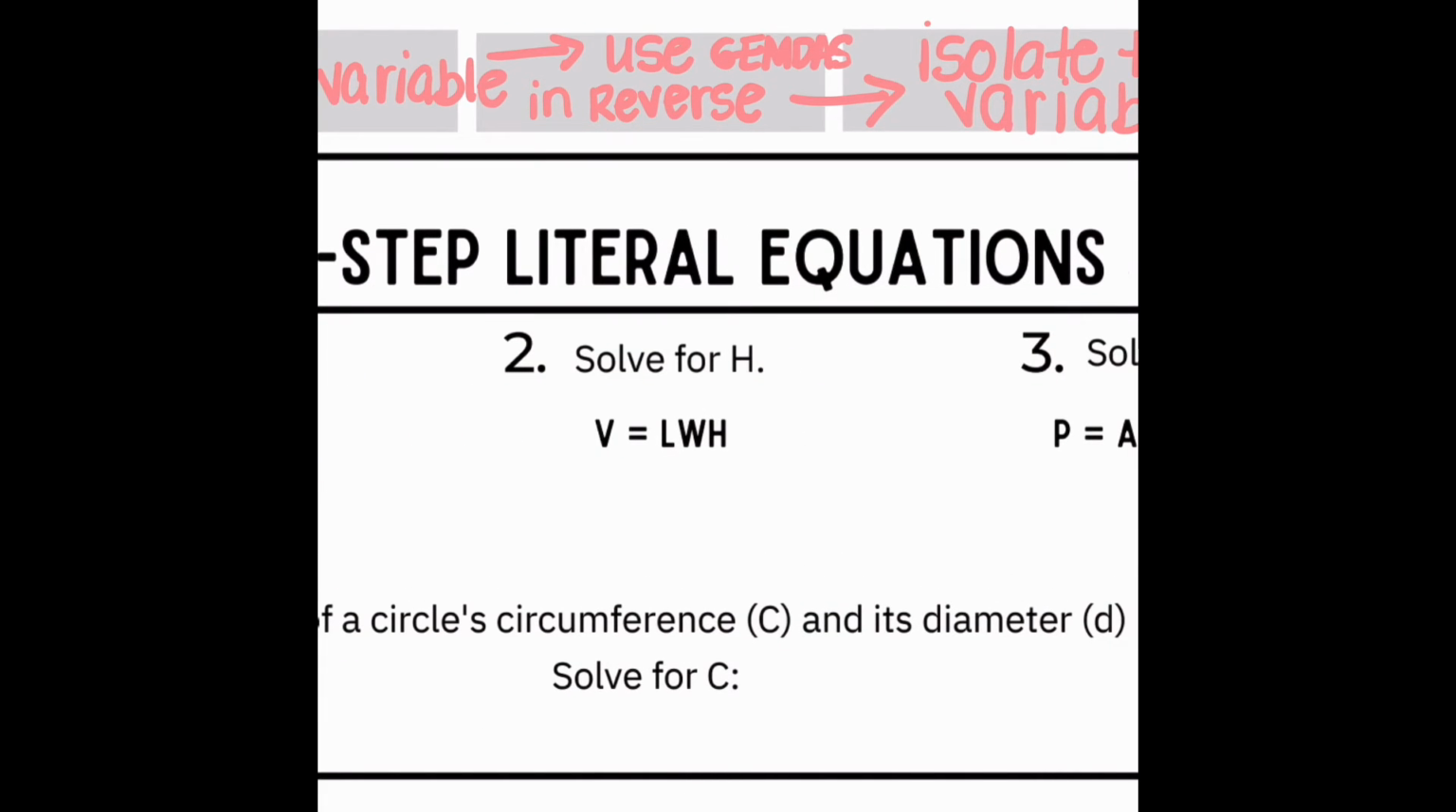All right, so for number 2, they're asking us to solve for H. So I have V equals L times W times H. These are all being multiplied, so I'm going to do the inverse of that, which is division. And I do not have to do these individually. I can do the division for both of them at the same time. So get rid of the L, get rid of the W. So I now have H left by itself. I've isolated it. And that's going to be V over L divided by W.